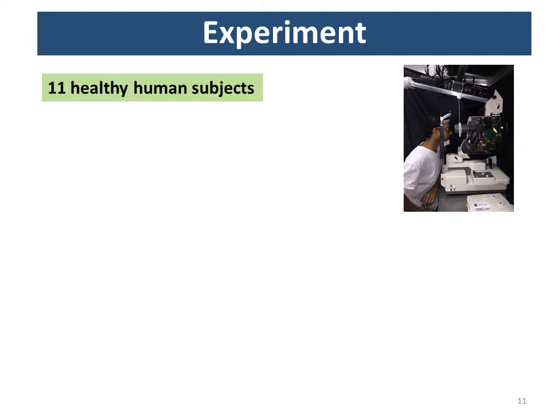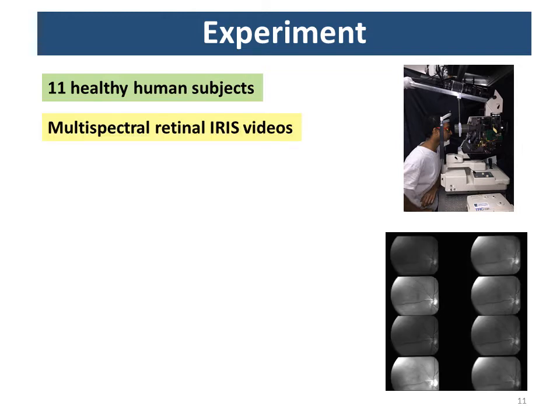So in our experiment, we imaged 11 healthy human subjects, taking multispectral retinal video using IRIS, and once again, IRIS is a very nice piece of equipment to use because we get 8-band multispectral imaging, and we imaged at a rate of 3 frames per second. So we needed 300 milliseconds to give us a sufficient signal, but we wanted to avoid as many blurred frames as possible, so we wanted to image as fast as possible. We found that 3 frames per second was a good compromise.